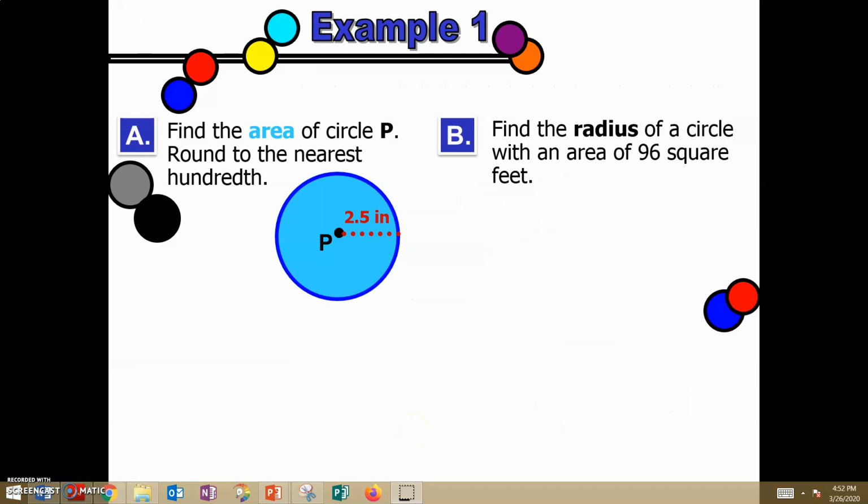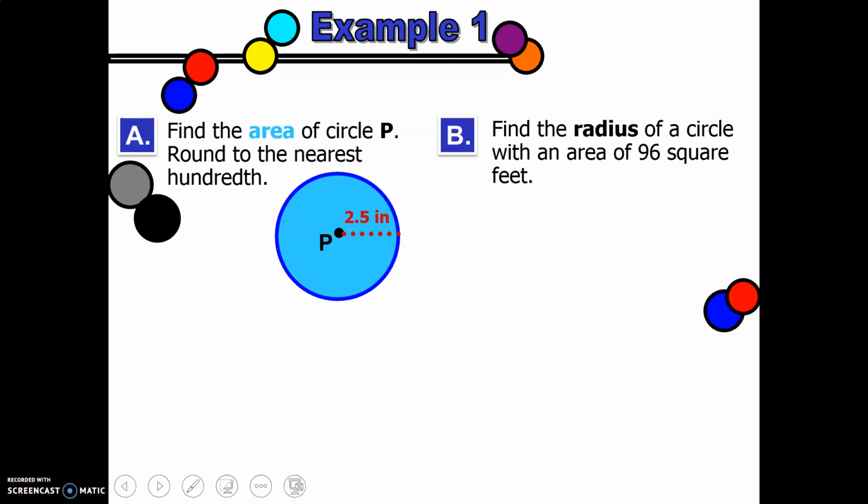So let's go ahead and try our first example. For example 1a, we're going to find the area of circle P, and we're going to round to the nearest hundredths place. And for example 1b, we're going to find the radius of a circle with an area of 96 square feet. All right, so for A, I'm going to write out the formula for the area of a circle. I'm going to plug in the radius of 2.5.